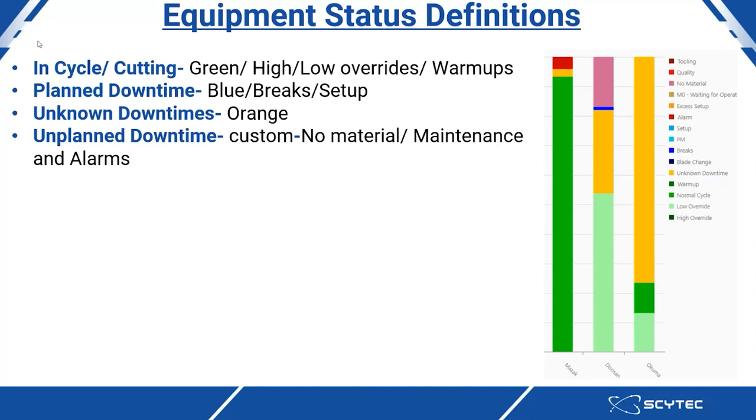So we have tool, quality, no material, M0 pauses, excess setup, etc. And from the get-go, DataXchange defines these colors and what they represent as in cycle being shades of green, which can also detail things like high and low override, as well as machine warm-ups. Planned downtimes are in shades of blue, and they can show things like breaks and machine setup times. Unknown downtimes are in shades of orange, and then unplanned downtimes are custom, and that can be something like no material, maintenance, and alarms. So once again, everything in DataXchange is 100% user-defined and configurable.